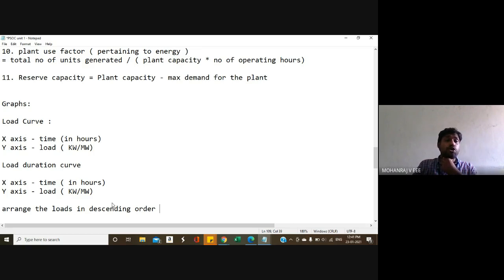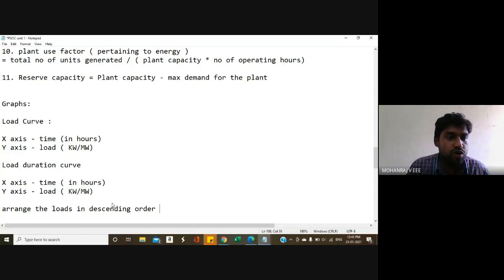But in the case of the load duration curve, you are not going to follow the chronological order. Then what will you follow? You place the first maximum load in the first place, then comes the second maximum load, then the third maximum load, and their duration is mentioned with respect to your x-axis. So the x-axis carries time, whereas the y-axis carries the load in kilowatts or megawatts.